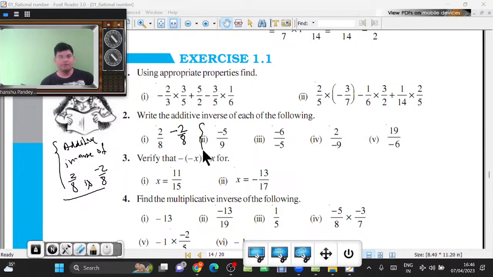Okay, what is the additive inverse of minus 5 by 9? Anvita? Okay, sir, the additive inverse of minus 5 by 9 is 5 by 9. Wonderful. What is the additive inverse of minus 6 by minus 5, Daksh?